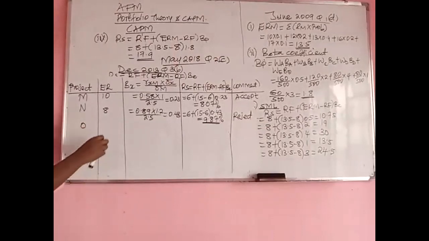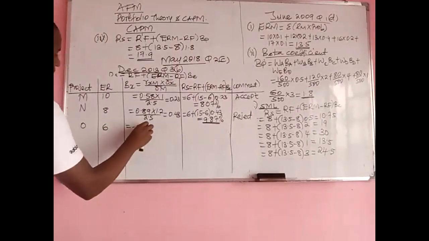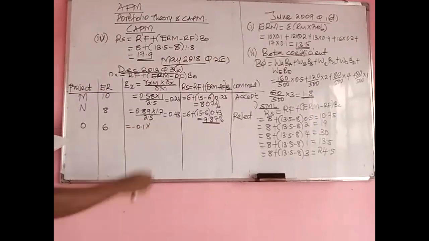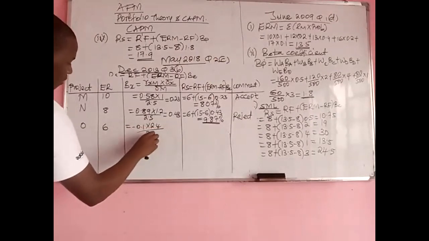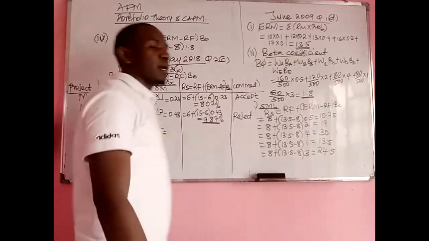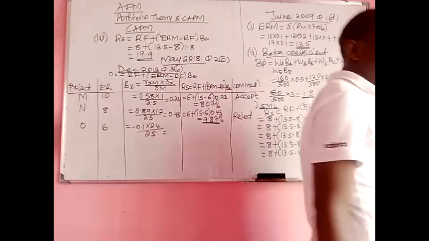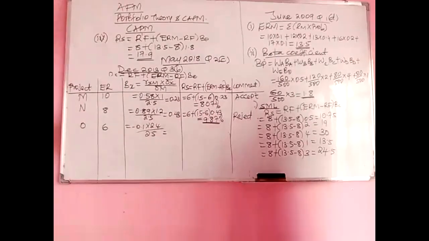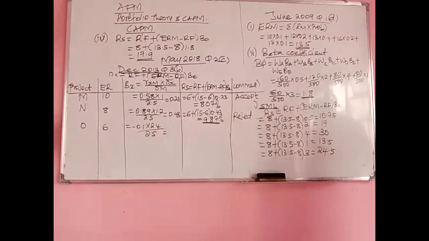Last one here, we have 6%. So this correlation coefficient is negative 0.1, multiplied by 2.4, divided by 2.5, to give you a beta of how much? It will just be 0.1 multiplied by 2.4, then you divide by 2.5. This one is 0.09.